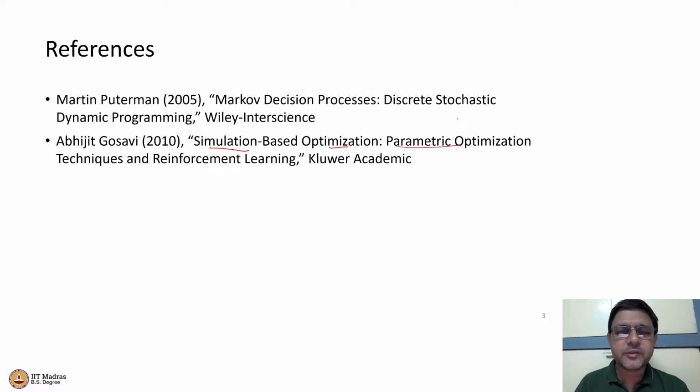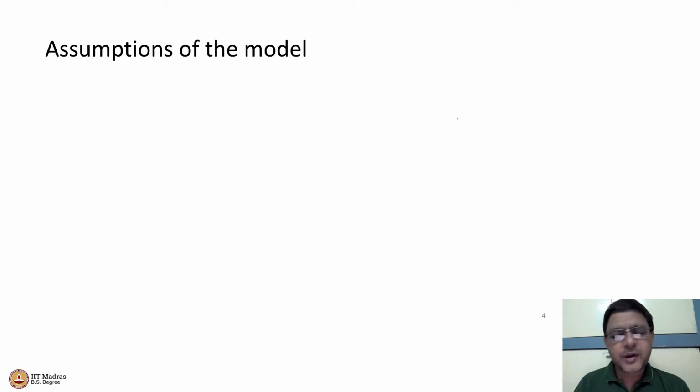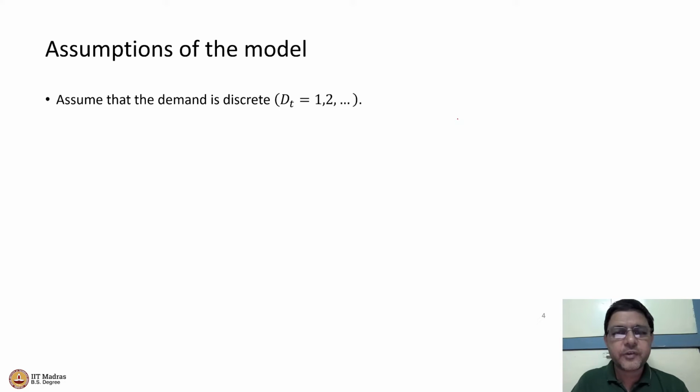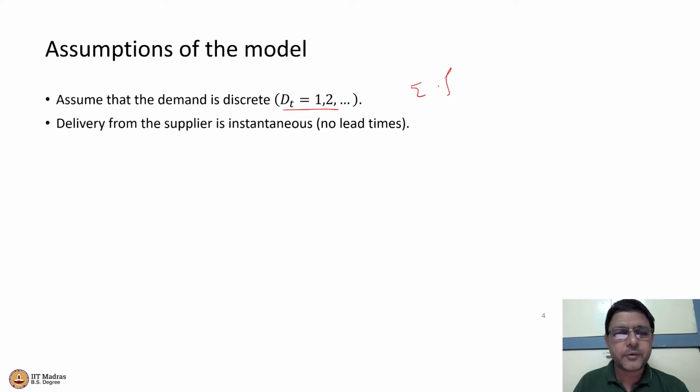So what are the assumptions of the model? First of all, demand is discrete. Demand is 1, 2, 3, 4, 5, 6, 7, 8. Otherwise the summation sign becomes the integral sign. Let's not worry about that for now. It is computationally complex, and therefore let us assume that demand is discrete for now.